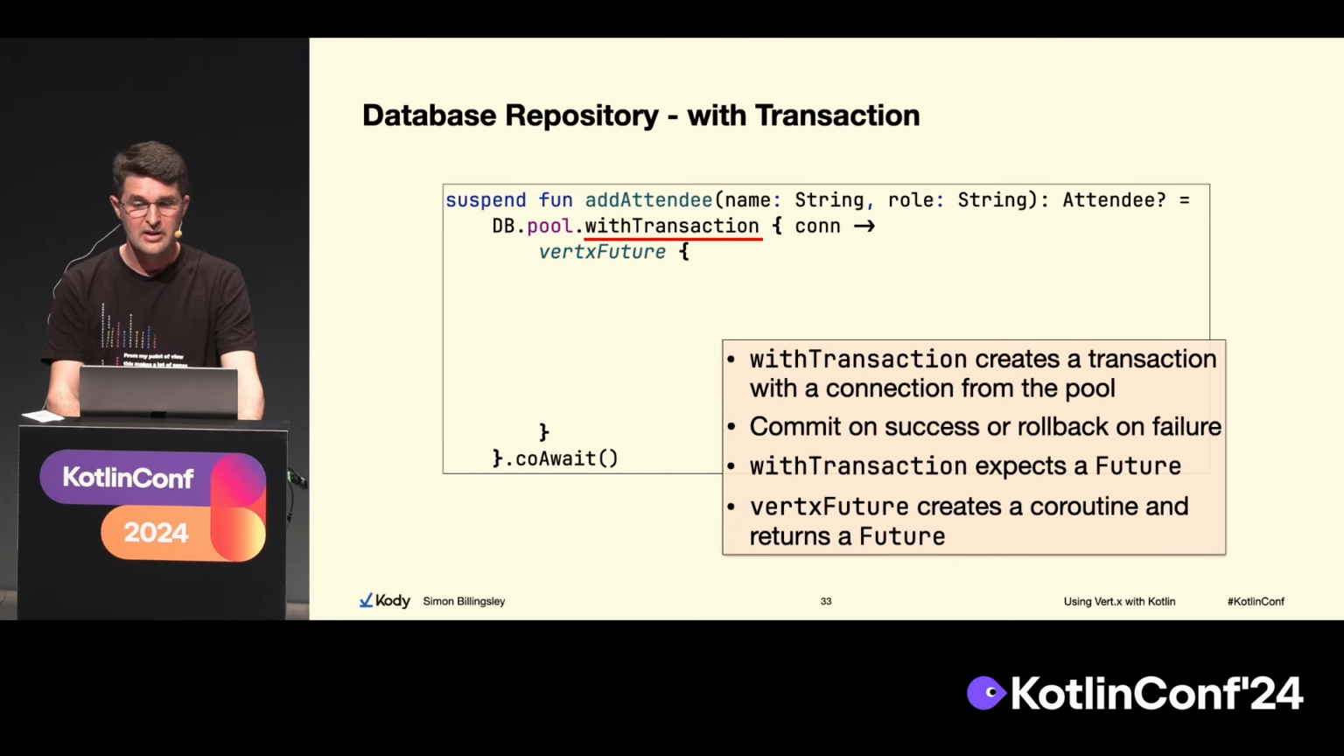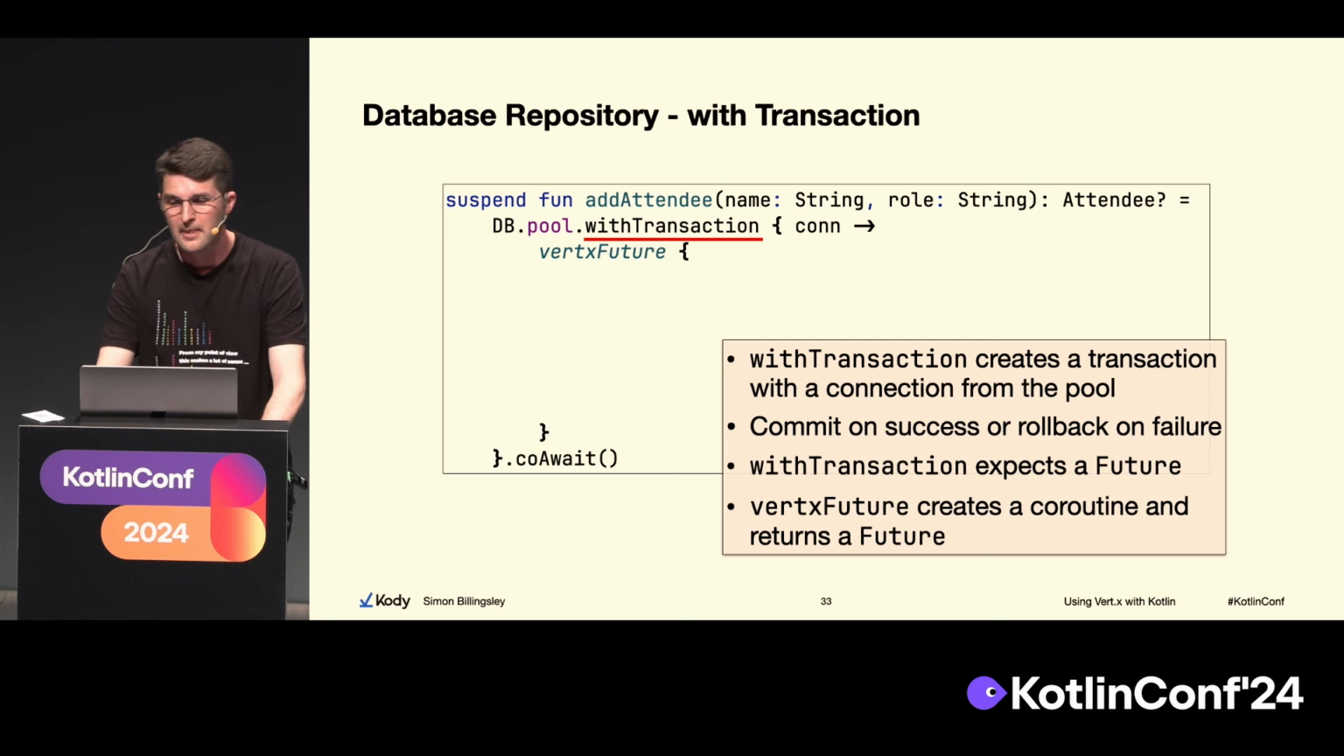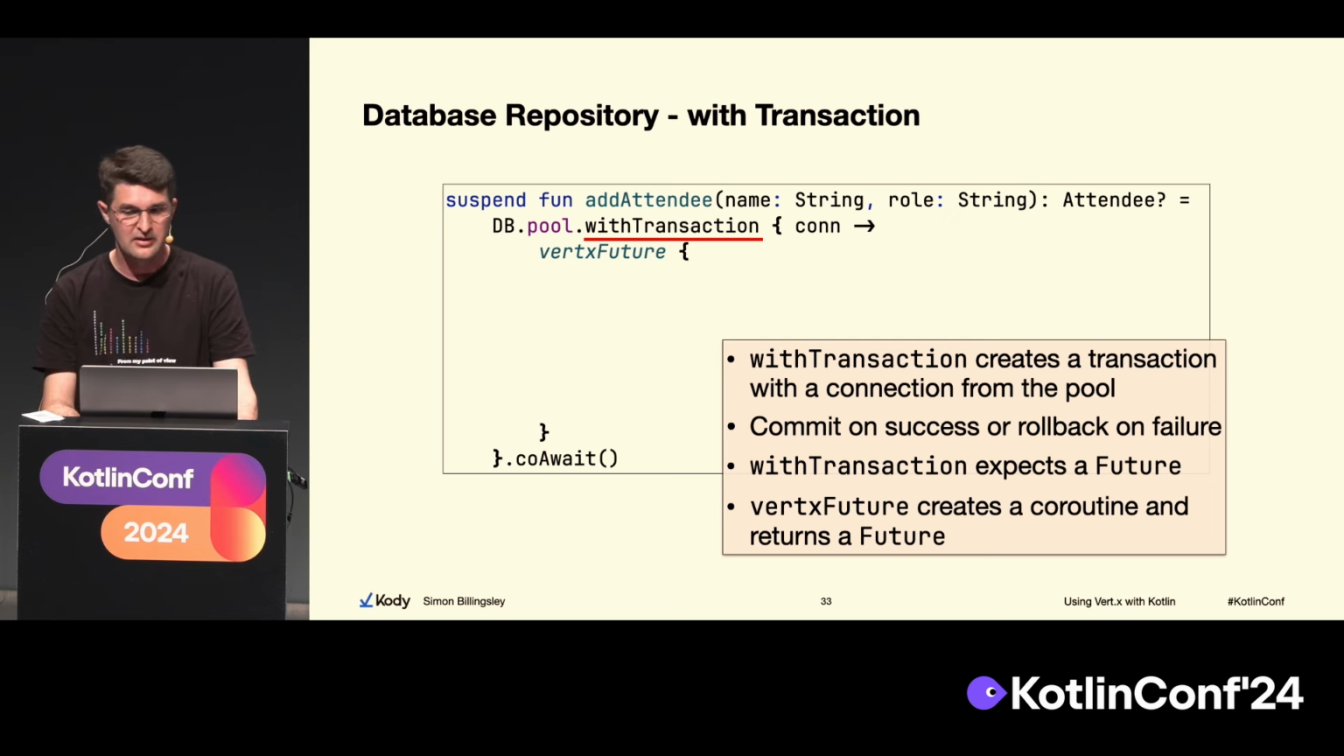Vertx also provides a with transaction method. This manages the transaction, committing automatically on success or rolling back on failure. Under the hood, the transaction uses a connection from the pool. Again, the with transaction expects a future, so we have to use the Vertx future function here.